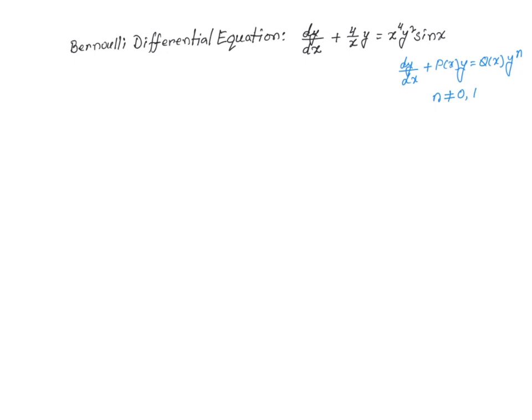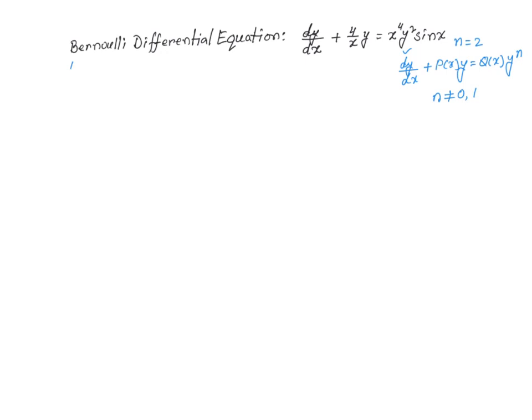So if n is 0, this becomes a linear differential equation that should be solvable by integrating factor. If n is equal to 1, it becomes a separable equation which we can easily solve by separating the variables. In our case, by the way, n is equal to 2, which is the power of y on the right hand side. So I need to divide both sides of this equation by y square in order to solve this Bernoulli differential equation.